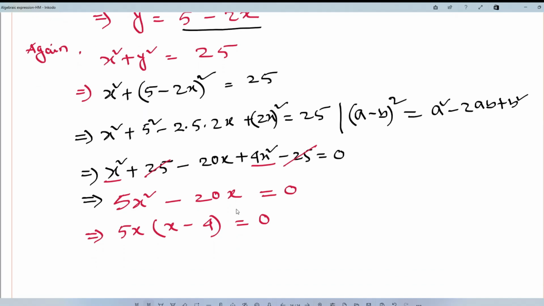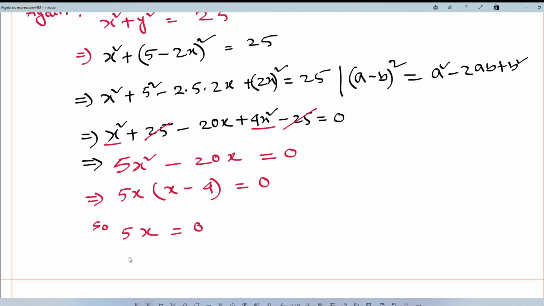So here are two values of x. One is 5x equals 0, so x equals 0, or x minus 4 equals 0, so x equal 4. So we get two answers, 0 and 4.